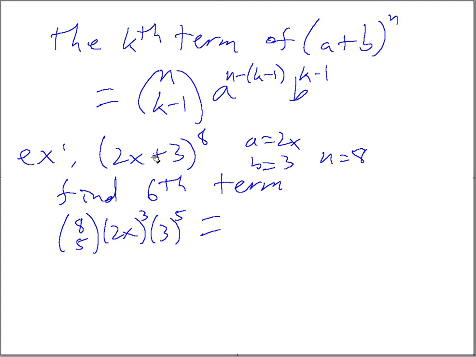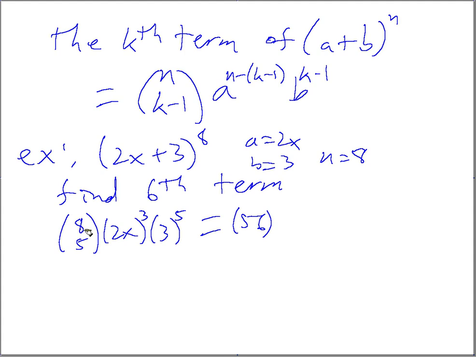So again, the key is what? The lower number is going to be one less than the term you're trying to find. 6th term, k is 5. All right, let's work it out. What's 8 choose 5? 8 nCr 5 on my calculator is 56. So this is going to be 56.